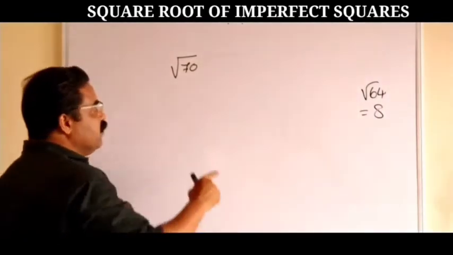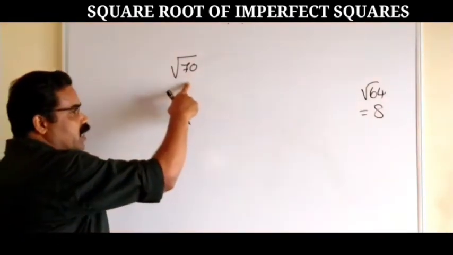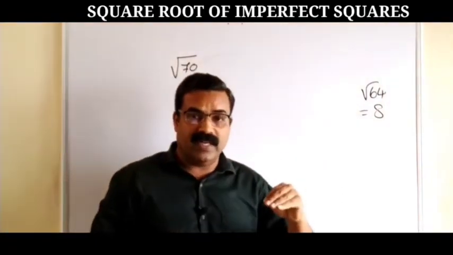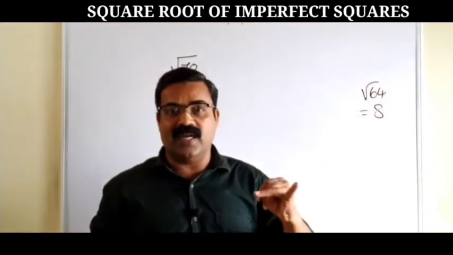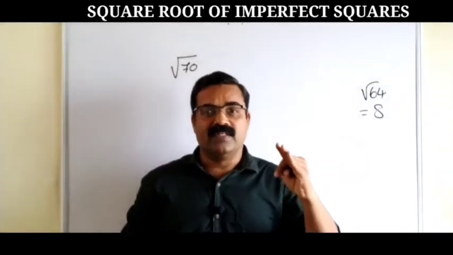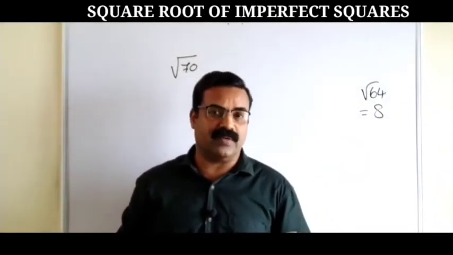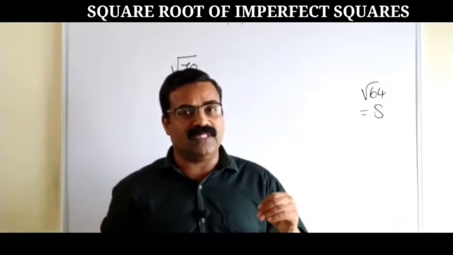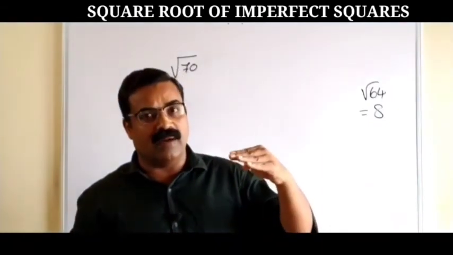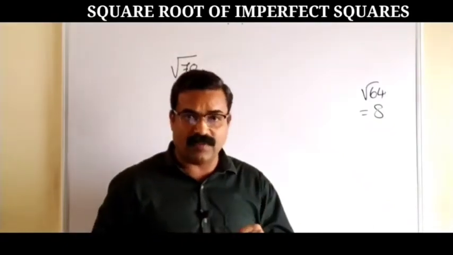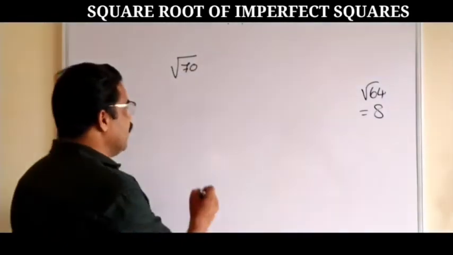For that, within 70, that is below 70, what is the perfect square? 64. Below 70, we have 69, 68, 67, 66, 65. All these numbers are not perfect squares. So below 70, the highest perfect square is 64. What is the square root of 64? 8. So we'll take that 8 first.